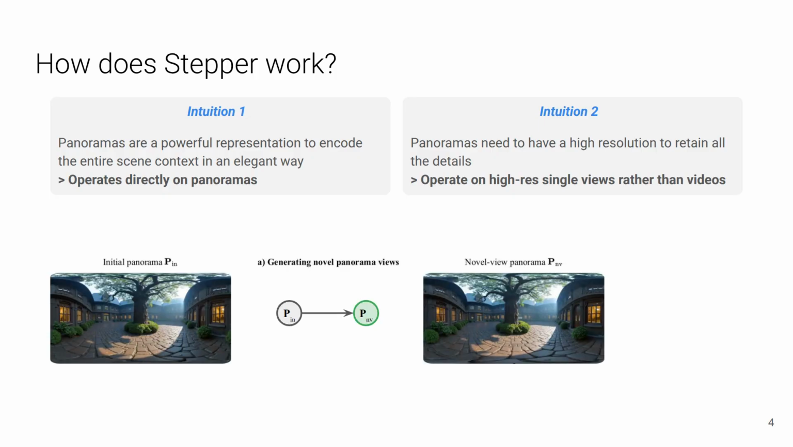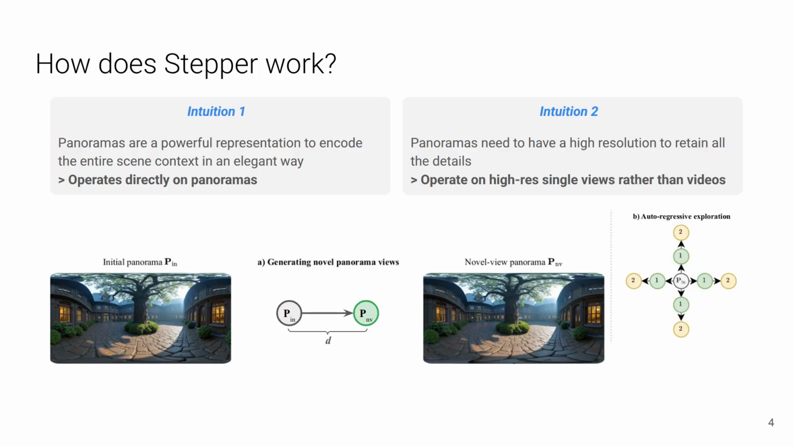This leads us to our approach. At the core, we have a model which allows us to generate a novel panoramic view of the scene conditioned on an input panorama. Specifically, the novel view is generated at a certain distance d moved forward from the input panorama, sort of taking a step into the scene. Importantly, because we only generate a single novel view, we can apply the model at a really high resolution of 2K by 4K pixels, which is significantly higher than what is possible with any current video generation model.